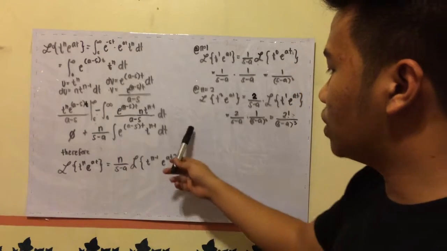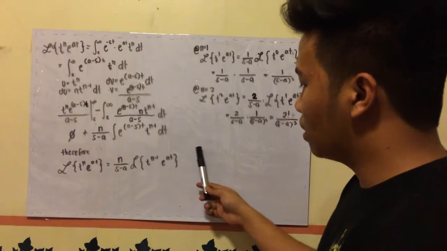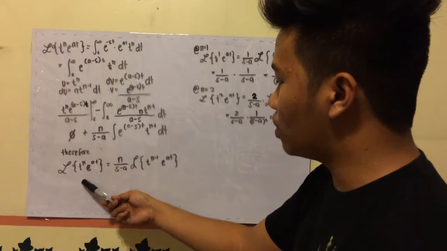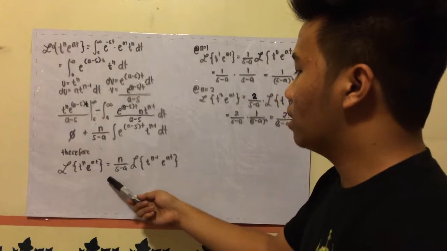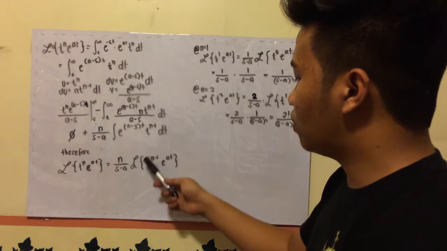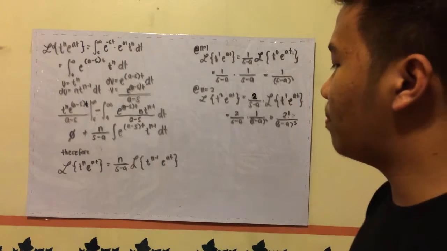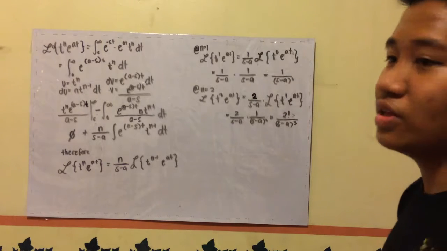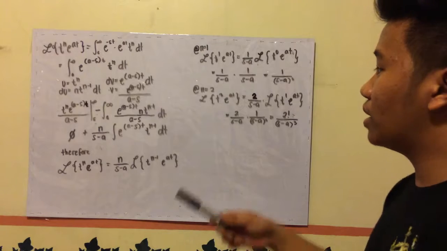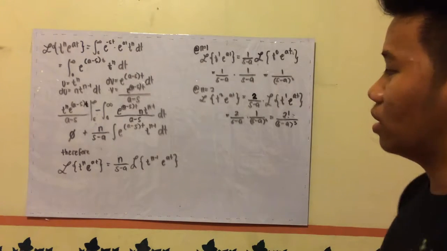So this one is a non-terminating integral, so that's why we come up with this equation, which is the Laplace of t raised to n multiplied by e raised to at is equal to n over s minus a multiplied by the Laplace of t raised to n minus 1 e raised to at. So we are going to set the values of n so that we can prove that this expression is non-terminating.